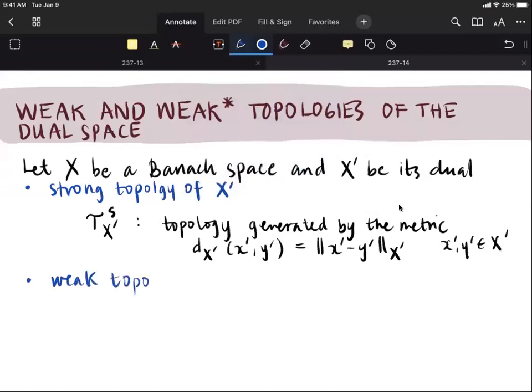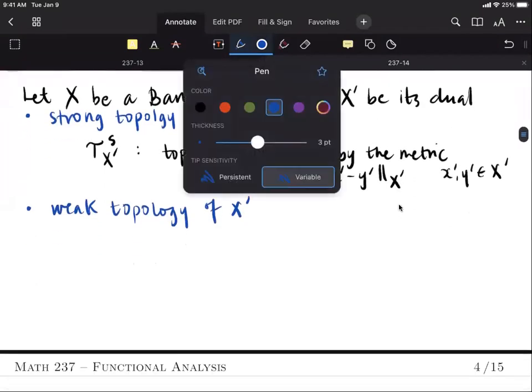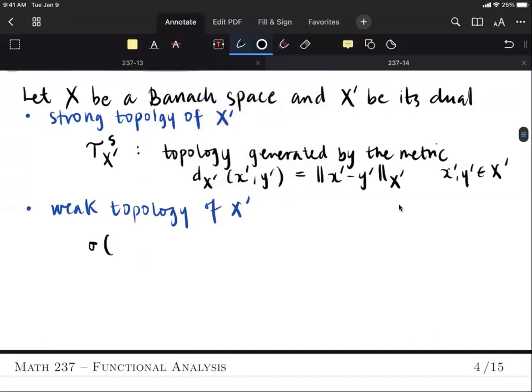Next, we have the weak topology of X prime. So similar to the weak topology in X, we denote this by sigma(X prime, X double prime). So that's the bidual. And this is the topology generated by the elements of the bidual space.